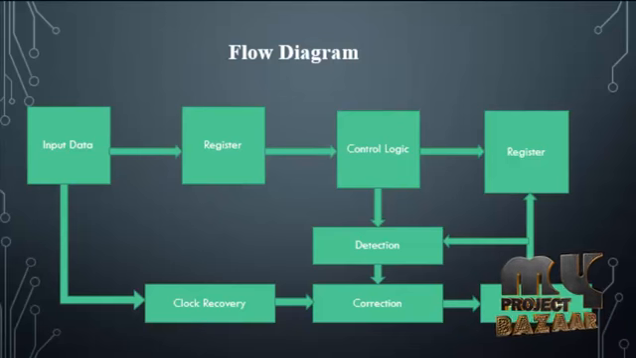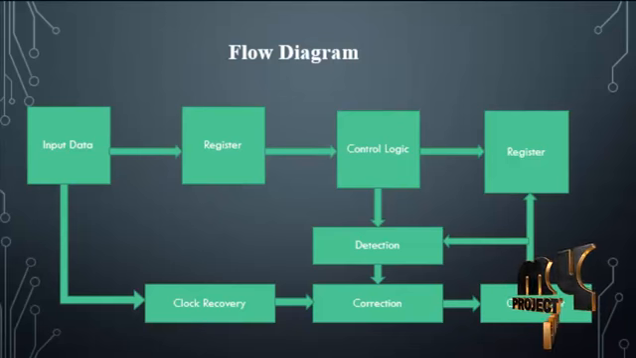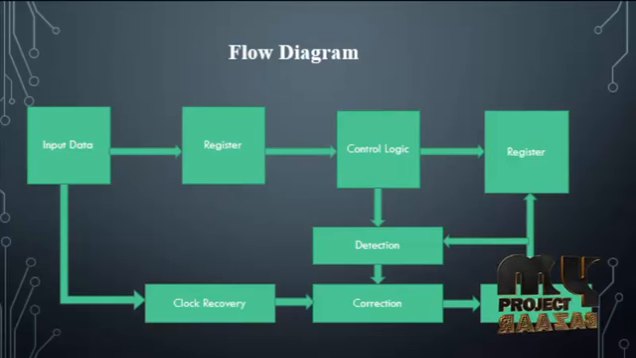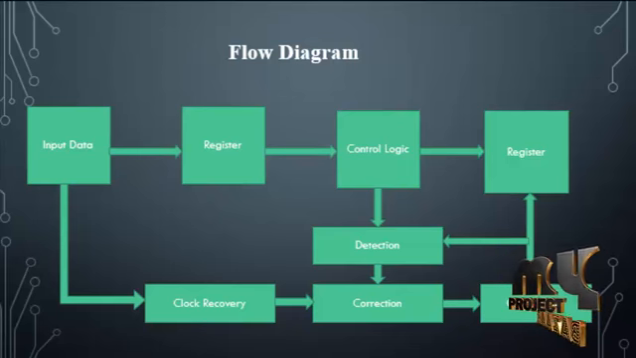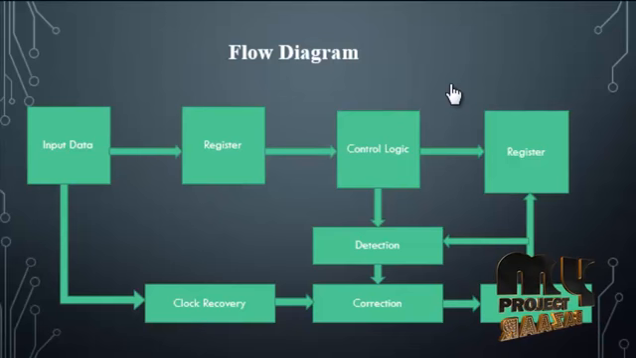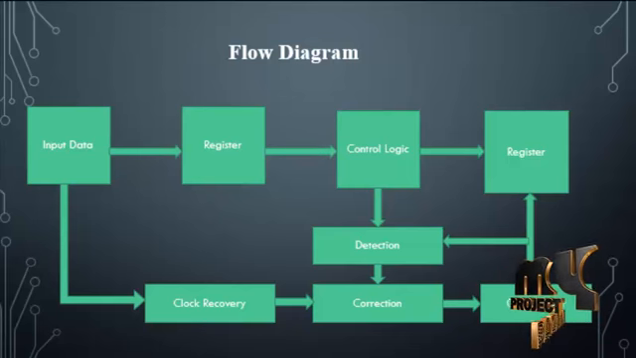In the register block, the register can be made from different D flip-flops. The output of the register flip-flops is directly applied to the control logic. Control logic can be implemented by a D flip-flop. This control logic D flip-flop is different from the register flip-flop because it is an edge-triggered flip-flop. The output of the control logic D flip-flop is directly applied to the detection block.